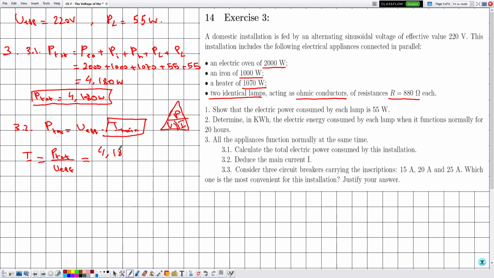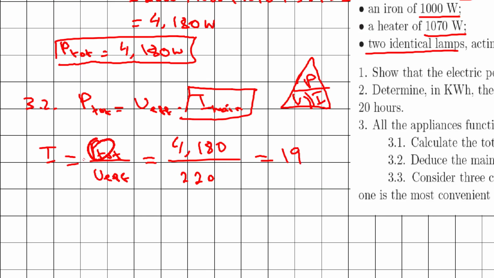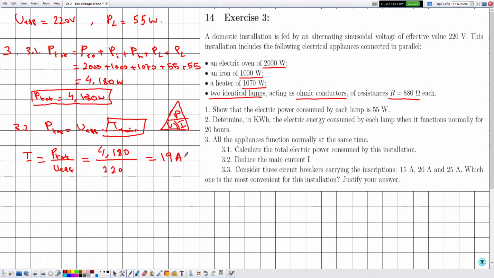So 4180 divided by U effective, which is given by 220. This is equal to 19. Since both P and U are expressed in the SI, the value of I will be in the SI, which is amperes. Then the main current traversing this circuit is given by 19 amperes.